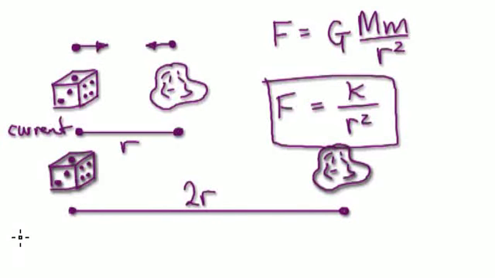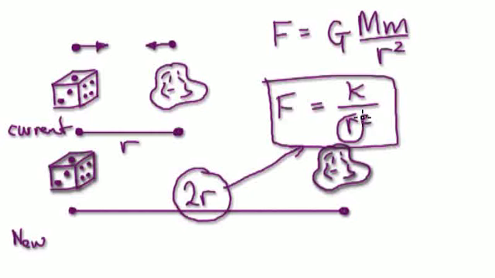So our new situation here, the distance now is 2r. So let's put this into that formula, into this r here. Let's change this to old now. Our old situation, the distance is r. Now our new situation, the distance now is 2r, and you've got to put that into the r and then square it.